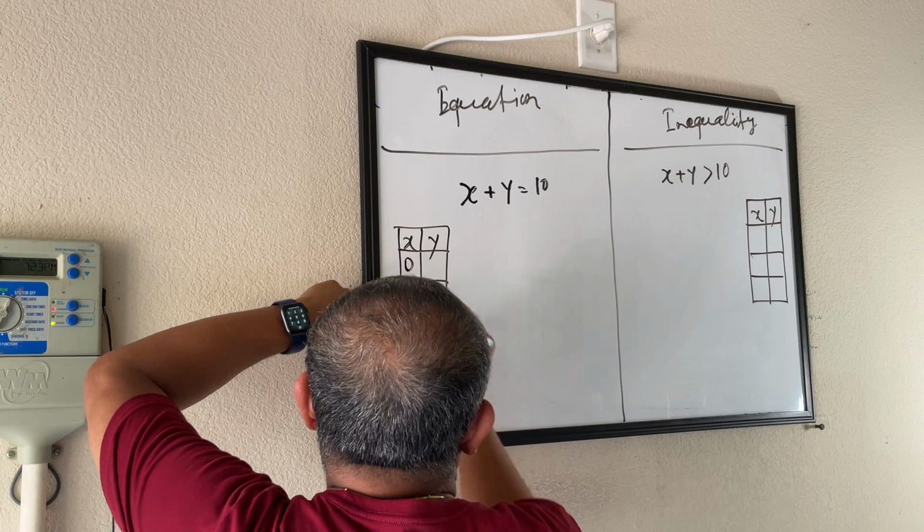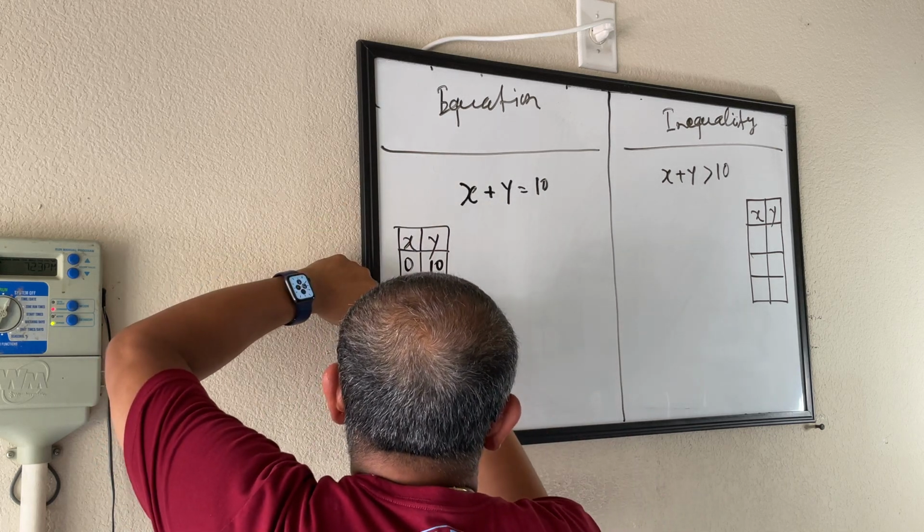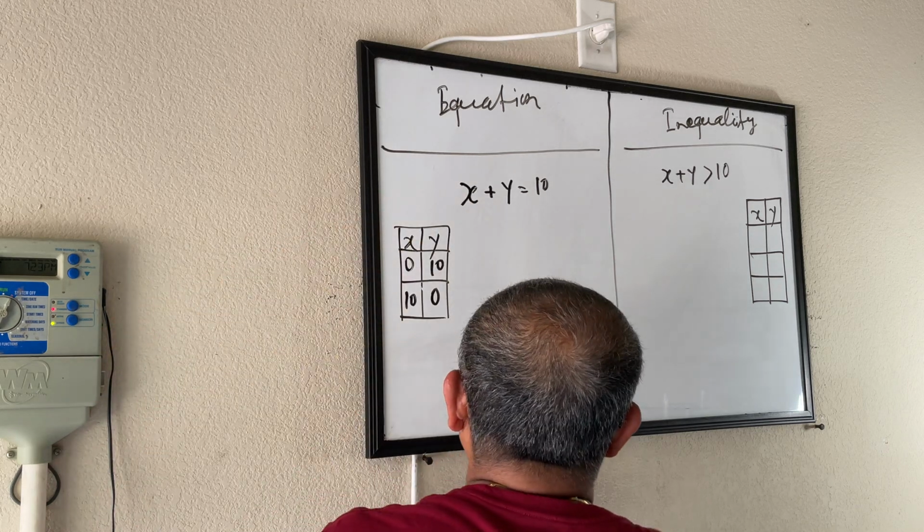Let's say when x is 0. When x is 0, y is 10. When y is 0, x is 10. Because the sum of this is 10.